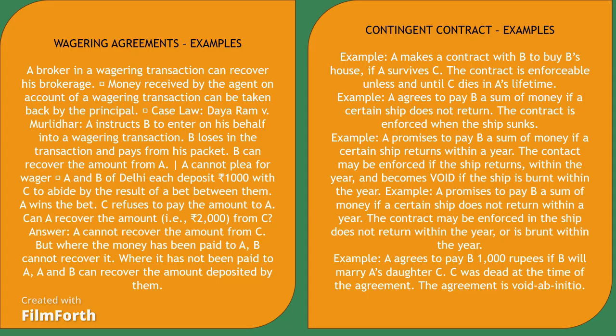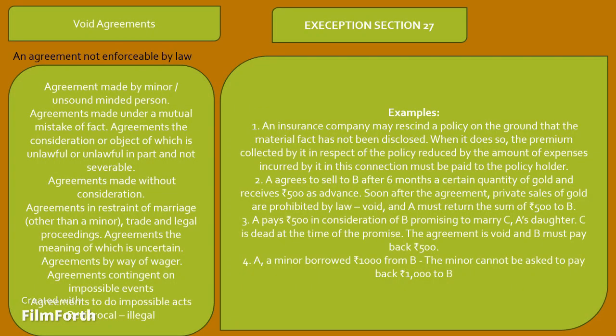Now let's see when it becomes void in a contingent contract. When the happening of such event becomes impossible. When such event has happened. When the happening of such event becomes impossible before the expiry of specified time. When such event has not happened within the specified time. When such event has happened within the specified time. When such person does anything which makes the desired future conduct of such person impossible, or dependent upon certain contingency.